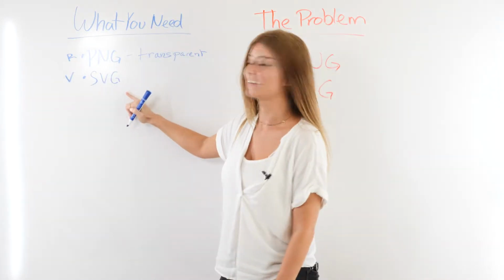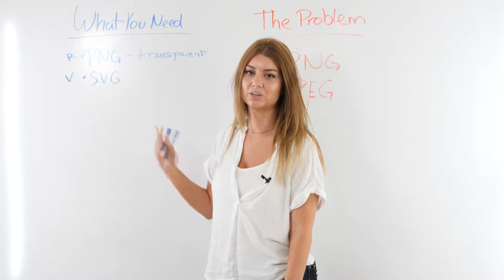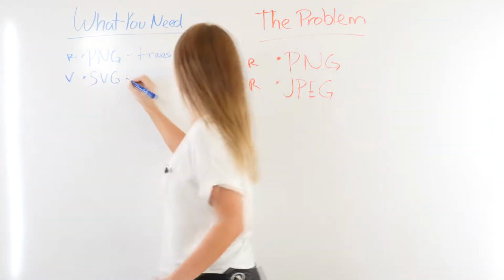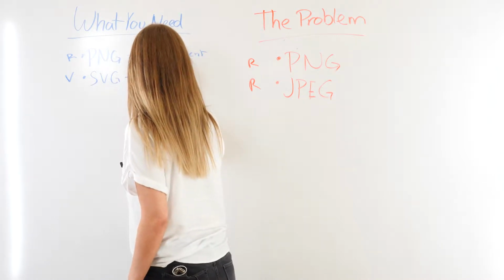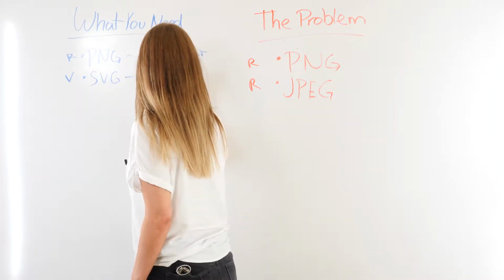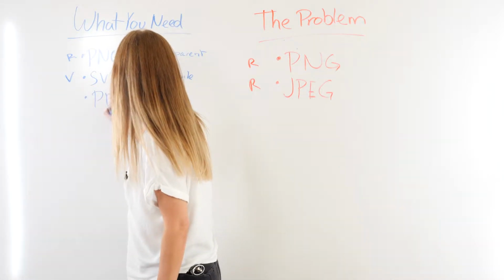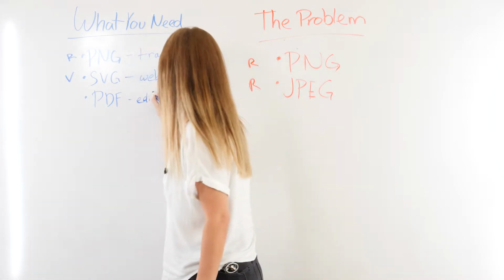The next thing you need is an SVG, and this is a vector file, which means when you scale it up or down, it won't compromise the quality of the logo. And SVGs are especially important for web and mobile because they load quickly. The third one is PDF with editing capabilities turned on.